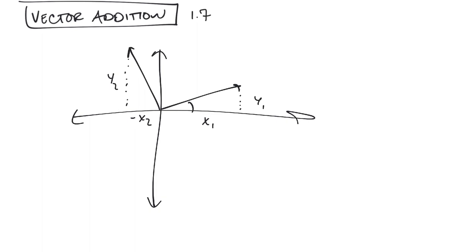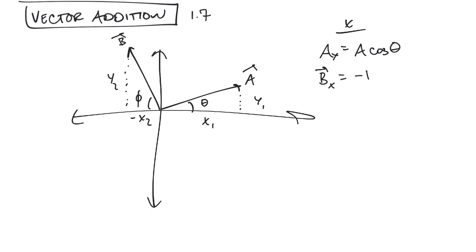And usually when you do that, if this is vector A and this is vector B, what you have to do is say here's all my x's. A sub x equals, let's make this theta and this one phi, A times the cosine of theta. And then your B sub x is negative B times the cosine of phi, and so on. And your bookkeeping goes that way.